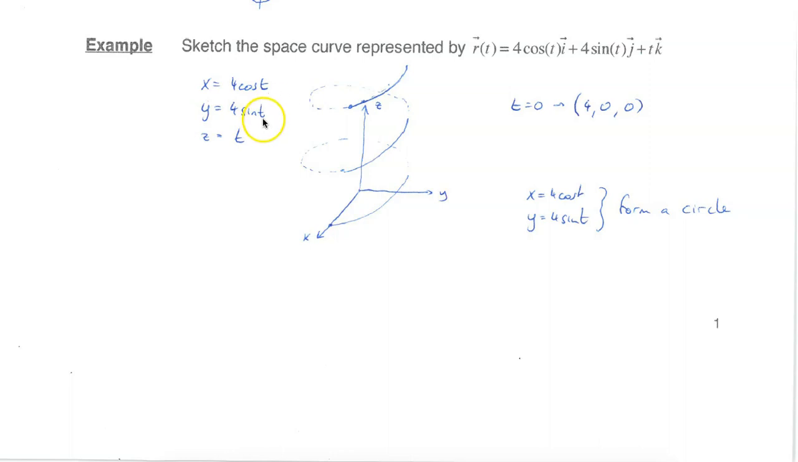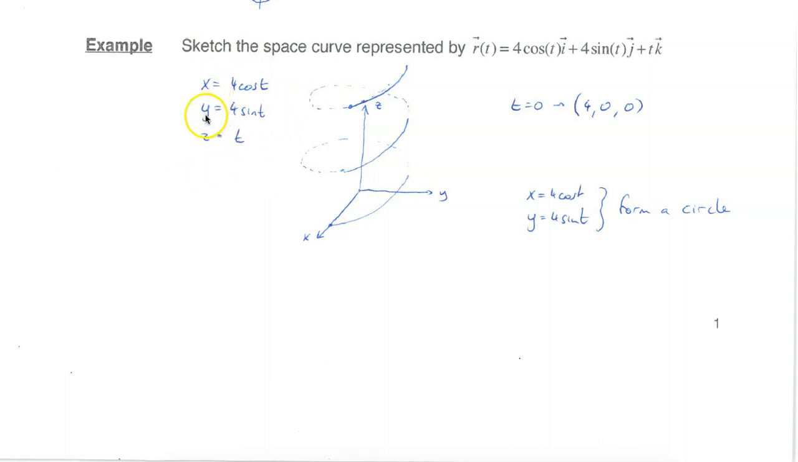Here, 4 sine of pi over 2, which is 4. And z is equal to pi over 2. So I get the point (0, 4, pi over 2), which is that point right here. So this might help us. We now have 2 points, the point down here and the point that is in the YZ plane. But from then we may want to think a bit more holistically about these three equations.